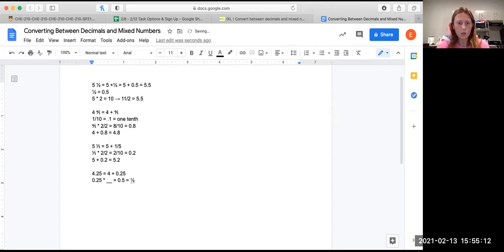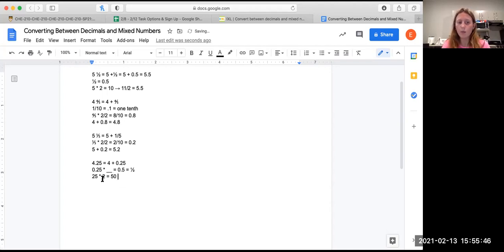So let's see. What is going to get me this? I'm going to just rewrite this in terms of larger numbers. I'm going to multiply everything by 100, so it's not multiplying by decimals. So this is going to equal 50. So let's think. 25 times what equals 50? I happen to know that 25 times 2 equals 50.